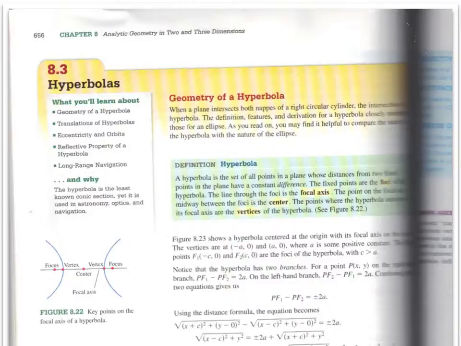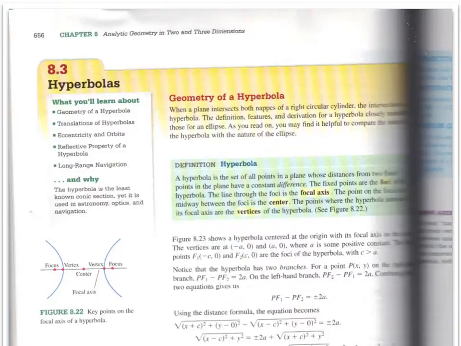Now, section 8.3, it's dealing with hyperbolas. This is another conic section. The hyperbola is the least known conic section, yet it is used in astronomy, optics, and navigation. There are some parts of the hyperbola that we need to be aware of.